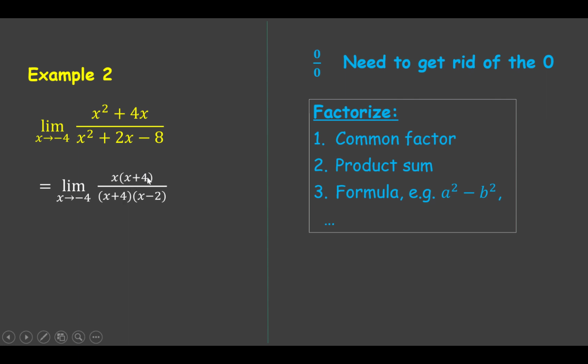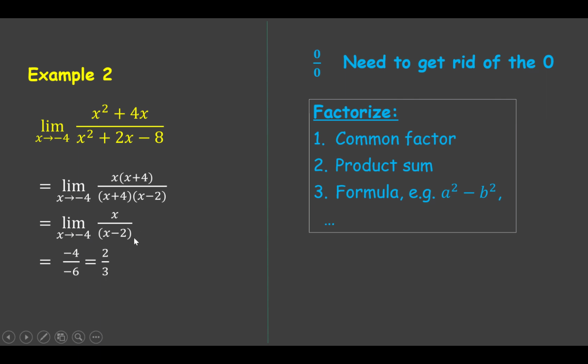Notice also x plus 4 is the term that becomes 0 when x equals -4. So that is really the reason why you have a 0 over 0 type. And once you cancel that out, it's no longer 0 over 0 type. So you cancel out, and then on the top you have x left. On the bottom you have x minus 2 left. Now this is no longer 0 over 0 type when you substitute x equals -4. Therefore, you can simply let x equal -4, and that will give you the answer.